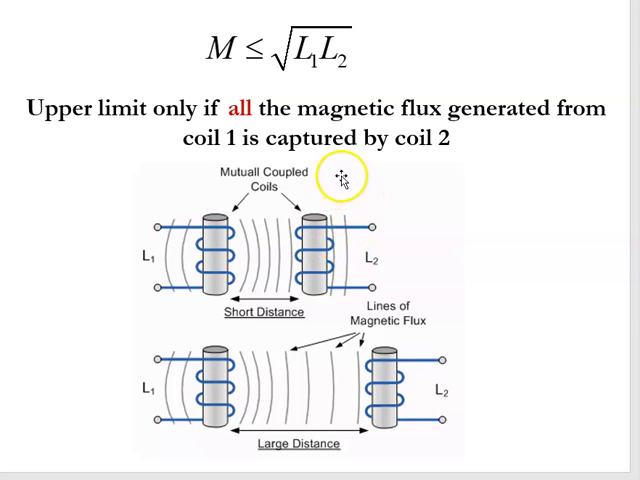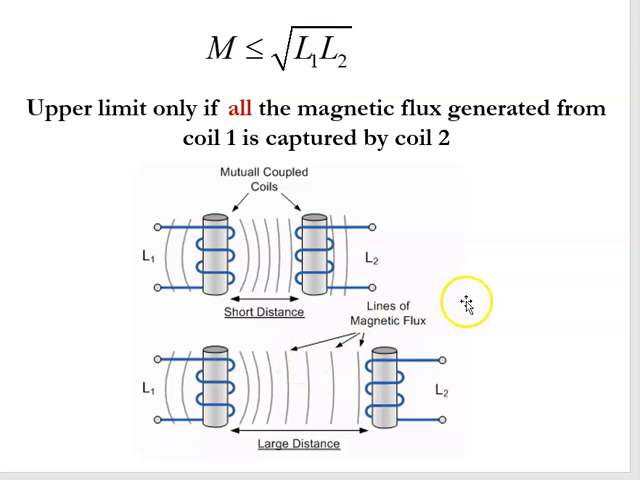So we can only reach that geometric mean if all the magnetic flux from coil 1 is captured in coil 2. The further away the two inductors are from each other, the weaker the coupling. The magnetic field inside a coil or inductor is fairly uniform and the strongest. As we move further away from the inductor, that magnetic field decreases significantly. There are means with which we can increase the coupling even with distance, and we'll look at those further.